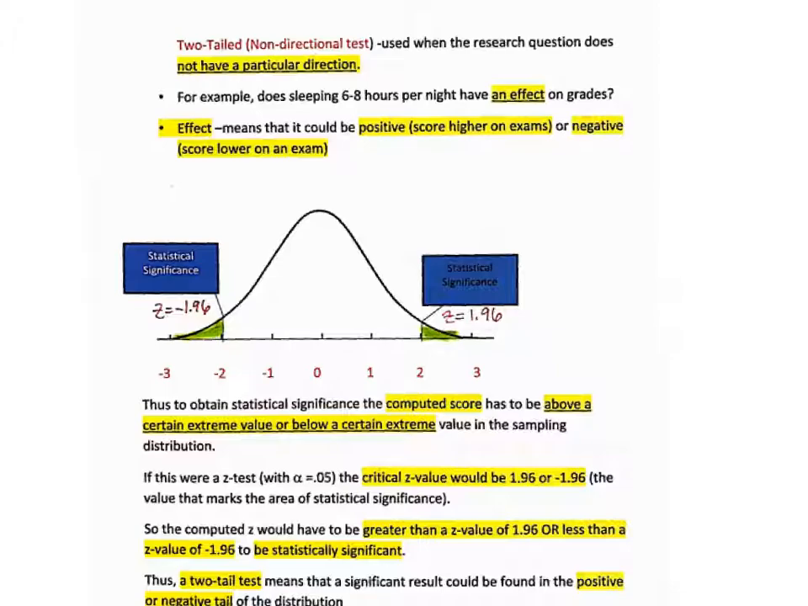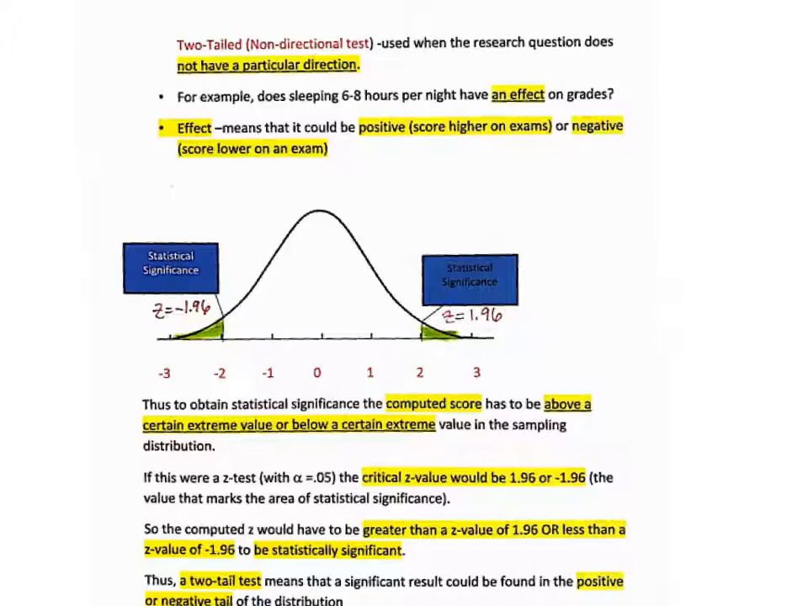So essentially what this is telling you is that with two tails, there's two areas that you can look for in the sampling distribution for statistical significance. And because this is a z-test, and we're using an alpha of 0.05, and we're dividing that by 2, we get 0.025 in each tail. So that gives us a z of 1.96, a positive z of 1.96 and a negative z of 1.96. Now, in order for you to have that statistical significance again, it would either have to be positive or negative.